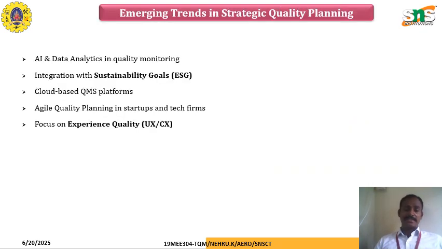Emerging trends in strategic quality planning: a lot of industries are using AI and data analytics in quality monitoring, integration with sustainability goals, and cloud-based QMS platforms, aligning quality planning in startups and tech firms, and focusing on experience quality, UX and CX. These things are going on all around us.